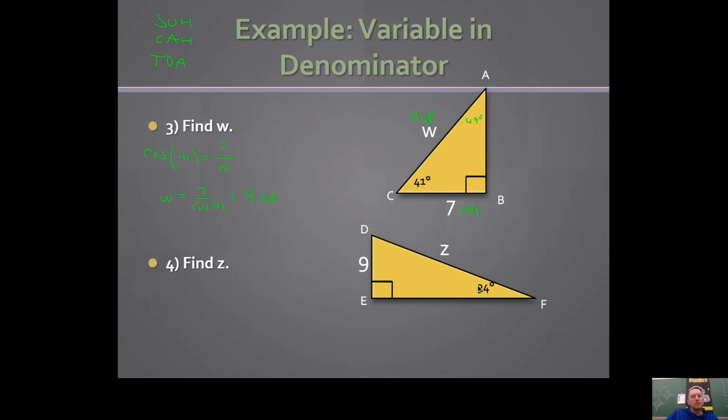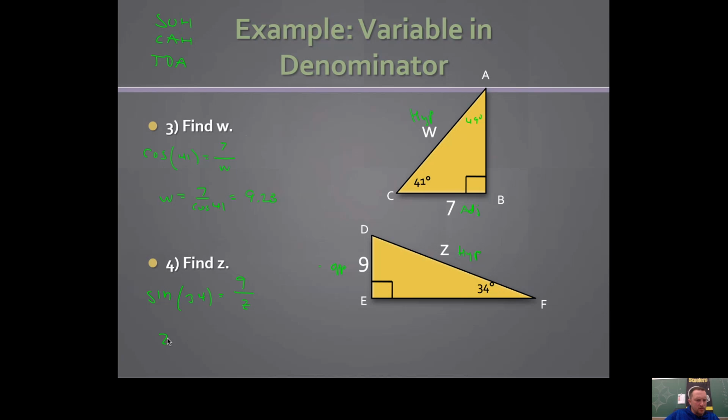This next one down here, we have a right triangle. We have an acute angle. This is our opposite leg. This is our hypotenuse. Opposite and hypotenuse means to use sine. So sine of our acute angle equals 9 over z.